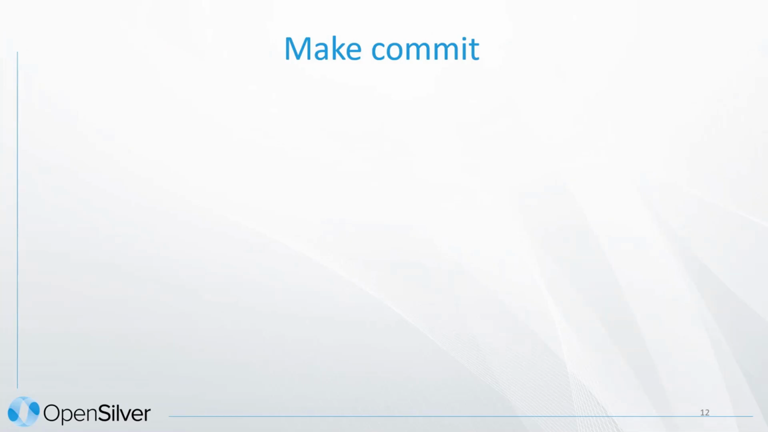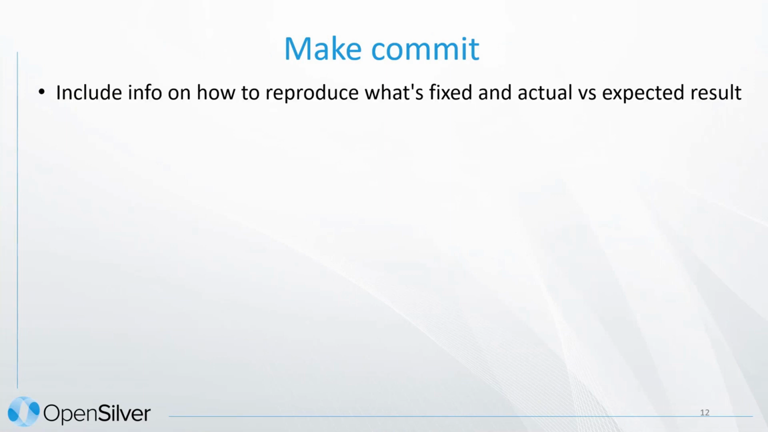That's the moment you will make the commit. With the commit, you need just one thing that is very important. You need to include information on how to reproduce the issue that you have fixed and what the actual expected result is. So it's basically the same as the title of the ticket you created on GitHub, right? What we did for this issue is: setting border thickness and border brush on a simple control will cause a border to be rendered instead of no border. That was what we said for the GitHub issue title.